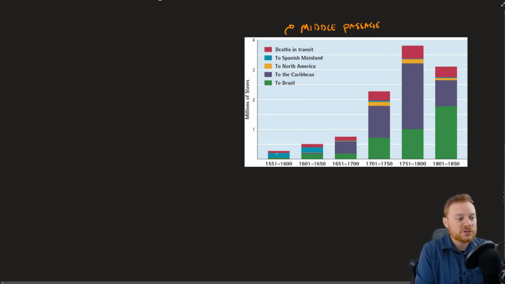The blue represents those that went to Spain. So at least early on in the 1500s, you can see that the Spanish mainland was a destination for many African slaves, but later on the Spanish fell behind in that regard. The yellow represents North America, a little here, a little here, a little here. But the most amount of African slaves were brought to the Caribbean and Brazil, and you can really see the growth from the 1600s to the 1700s, then to the late 1700s, which is where the system is primarily focused.